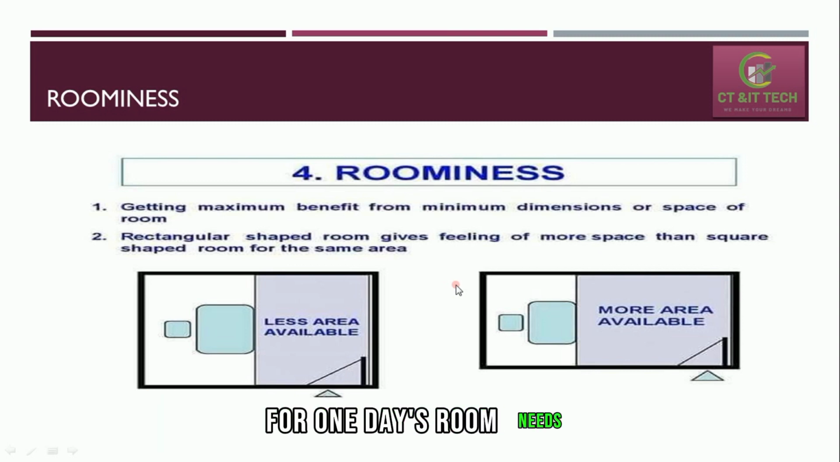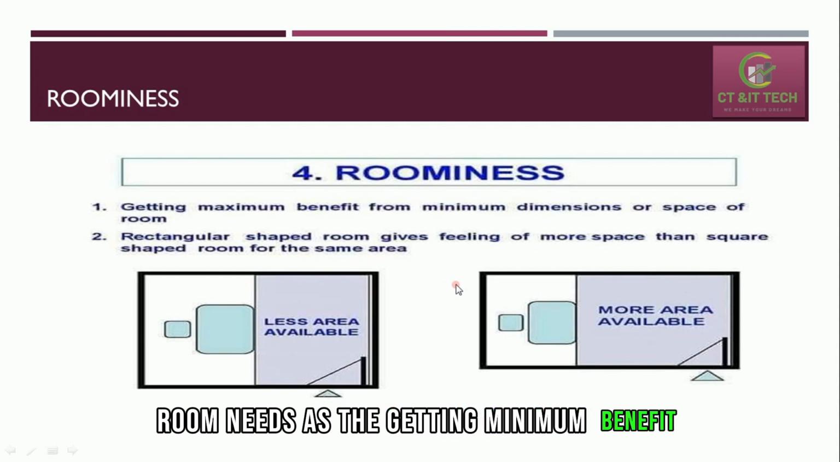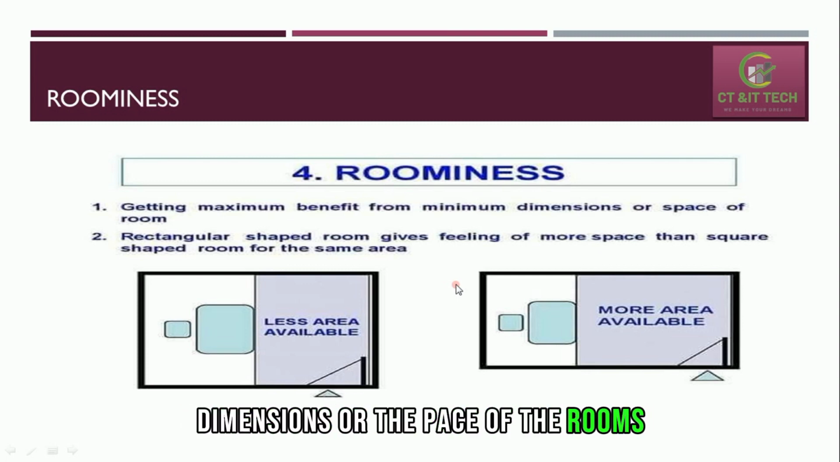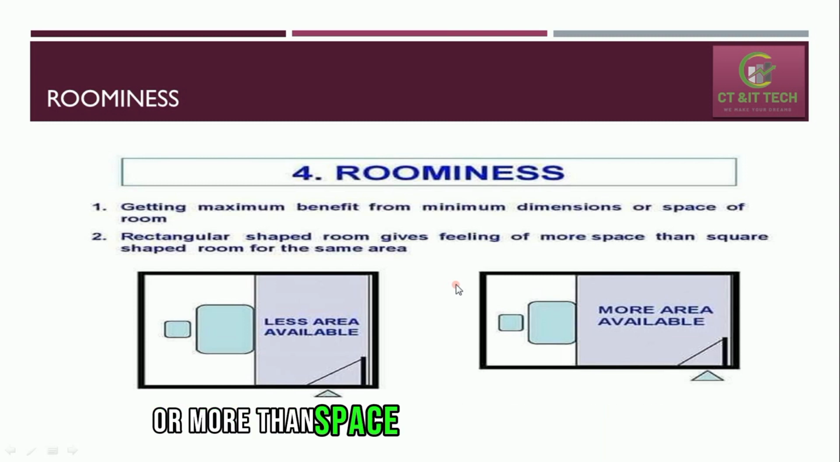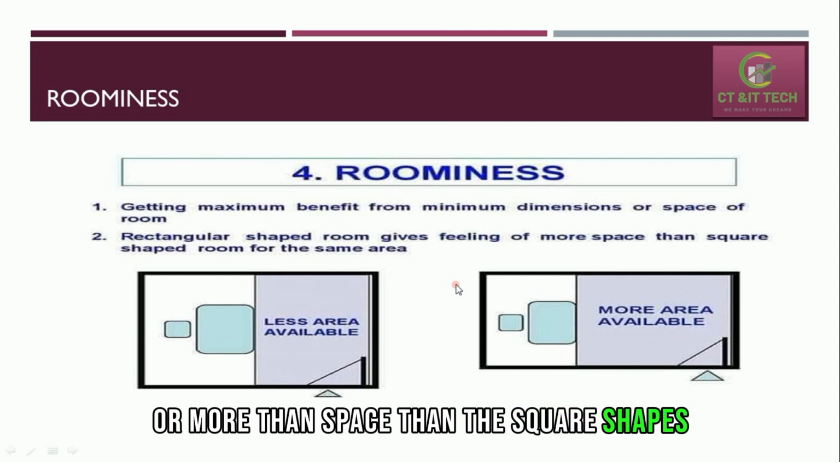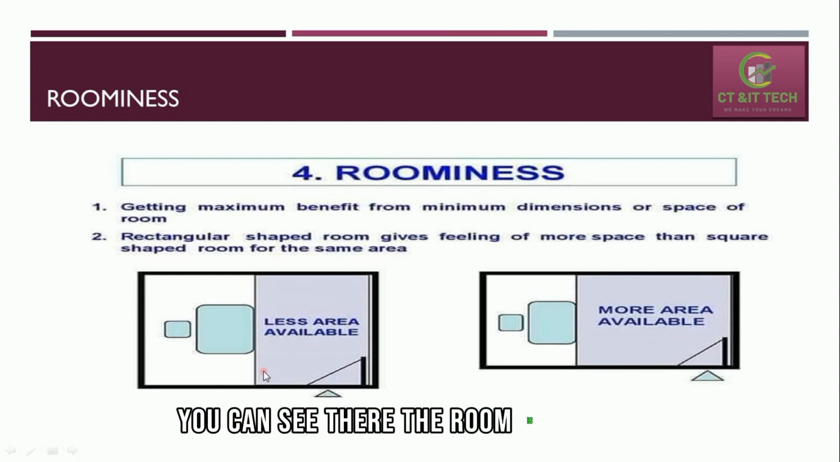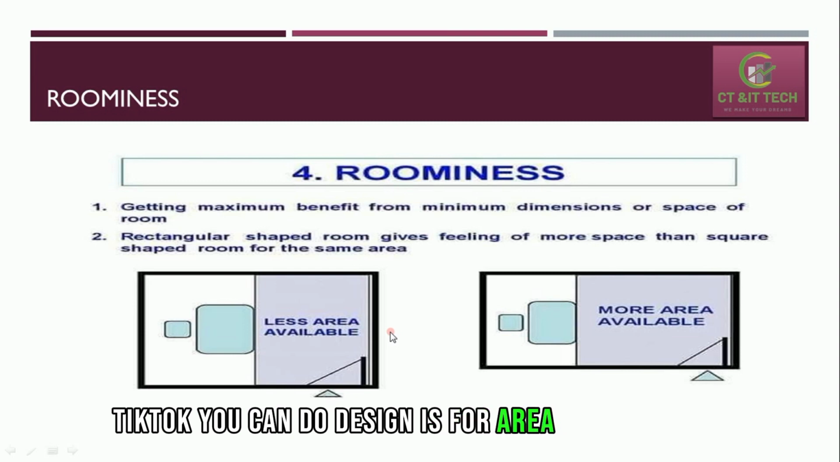Next is roominess. Roominess is getting the maximum benefit from the minimum dimensions or space of the rooms. Rectangular rooms give the feeling of more space than square rooms of the same area. You can see roominess in rectangle shapes, polygons, etc. You can design as per the area requirements.